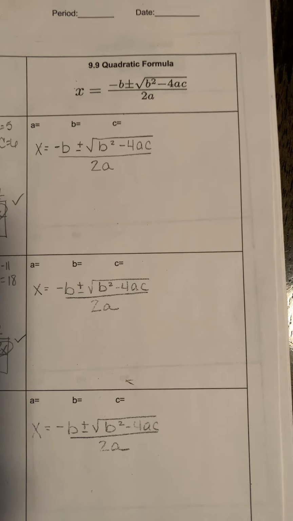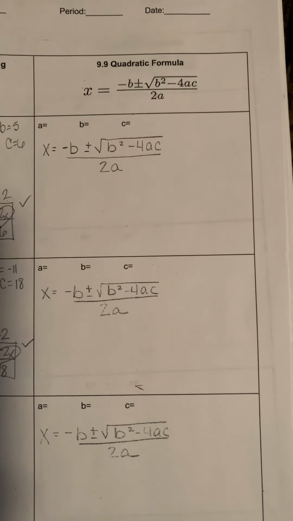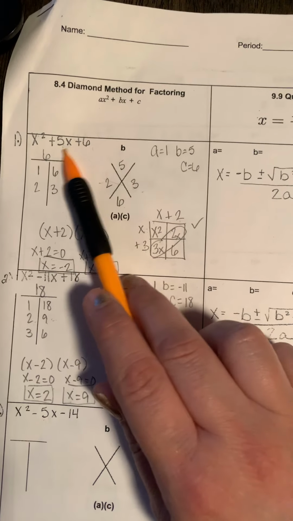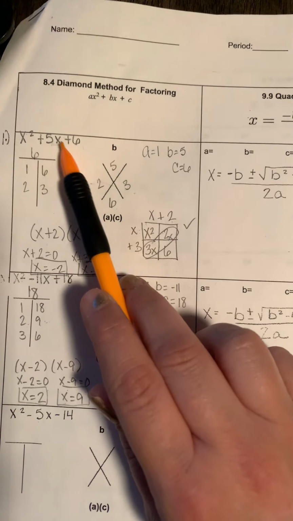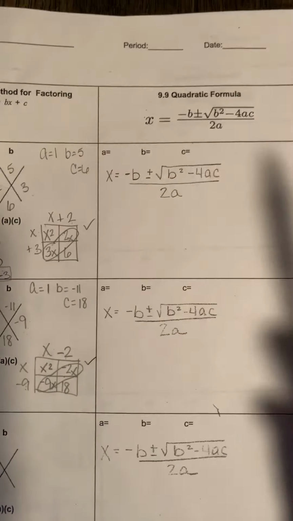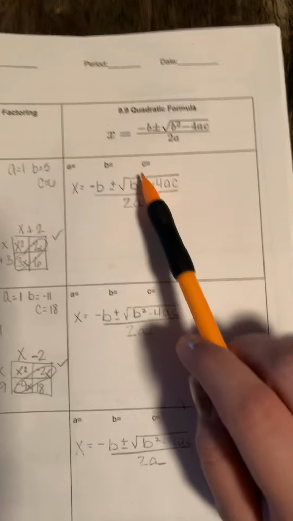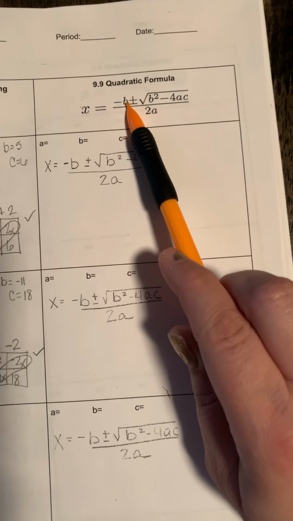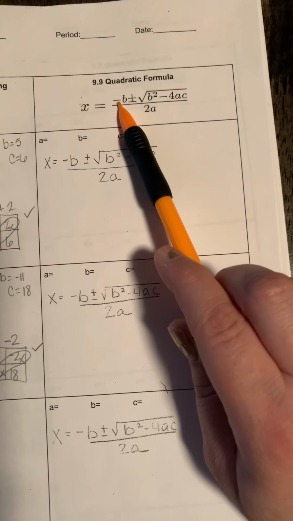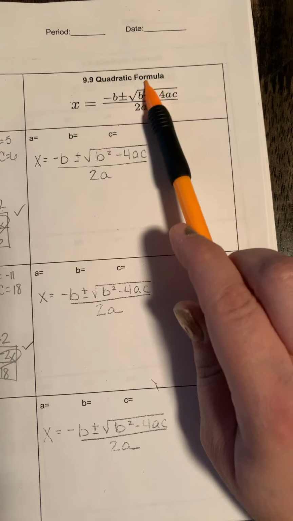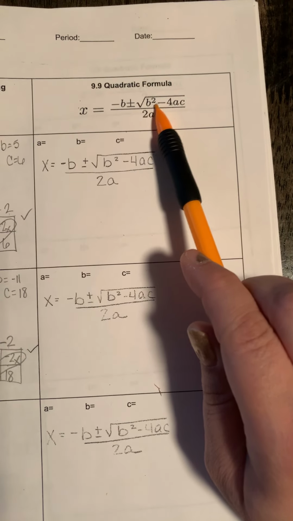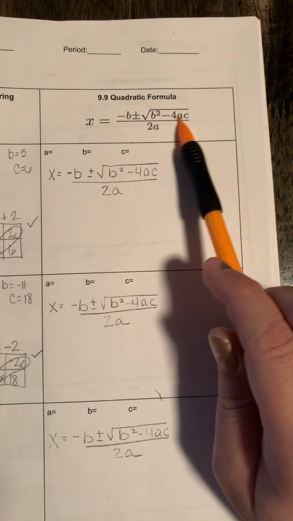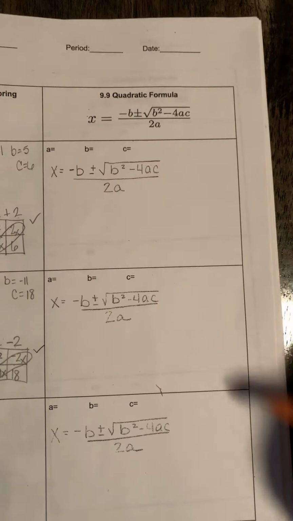Of the quadratic formula, 9.9 quadratic formula. So we're going to use the same quadratic equation that was over on the left-hand side for now the quadratic formula. So the way that we say this is x is equal to the opposite of b, or sometimes it's said negative b, plus or minus the square root of b squared minus 4 times a times c, and all of it is divided by 2 times a.